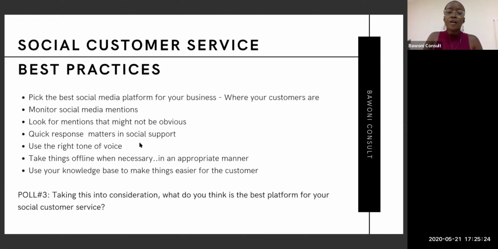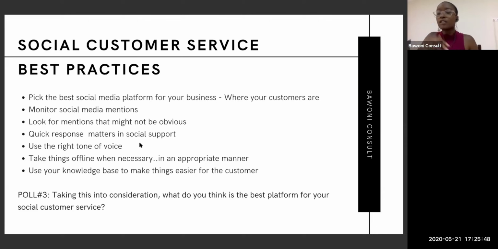Ordinarily, it's not recommended to take things offline, because businesses tend to forget to show the resolution of the conflict or the problem back online. So once it's resolved offline, they never go back online to show that it was resolved. And so customers, like I said, social customer service is a spectator sport. Other people might think that it was never resolved, but it was actually resolved.